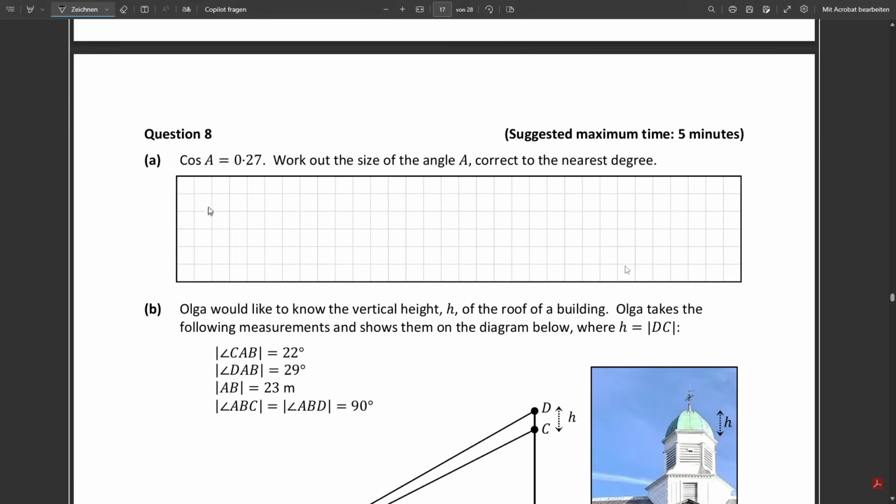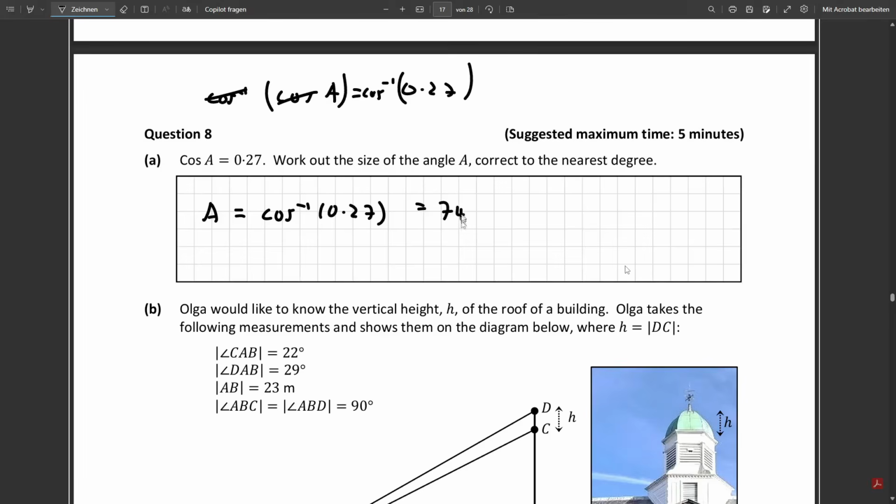Just bring the cos to the other side, kind of like as a cos inverse by doing the inverse function on both sides. So if I do cos inverse on the left, the way that I like to think about it, so if cos A is equal to 0.27, if I apply a cos inverse to this side, and I apply a cos inverse to this side, then cos inverse and cos cancel, we just have A, and then we have cos inverse of 0.27, and you just have to put that into your calculator, cos inverse of 0.27, and we have 74.33, nearest degree is 74 degrees.